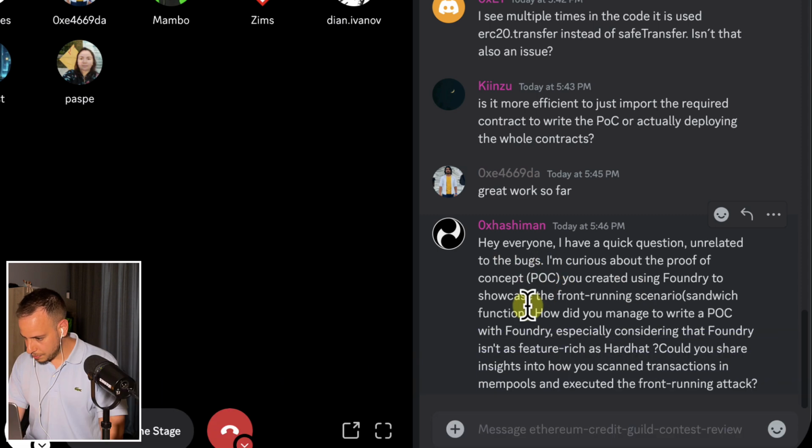I'm curious about the proof of concept you created in Foundry to showcase the front-running scenario. How did you manage to write a POC with Foundry, especially considering that Foundry isn't as feature-rich as Hardhat? That's a very good question. How do you show front-running in Foundry?